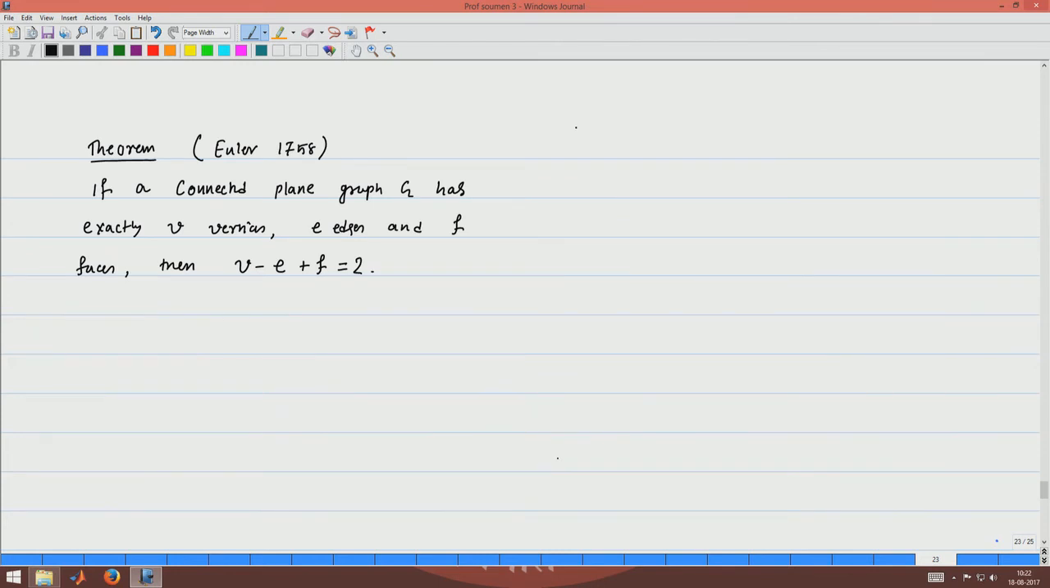Okay, so let us understand what you mean by this one. I will draw K4 again, and we know that this graph has 4 vertices and 6 edges, E equal to 6, and it has 4 faces, F equal to 4. So, you can see that V minus E plus F is equal to 4 minus 6 plus 4, which is equal to 2. And this is true for every connected planar graph G.